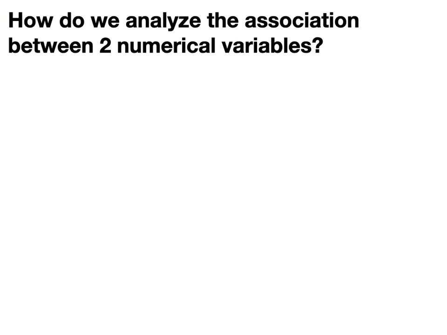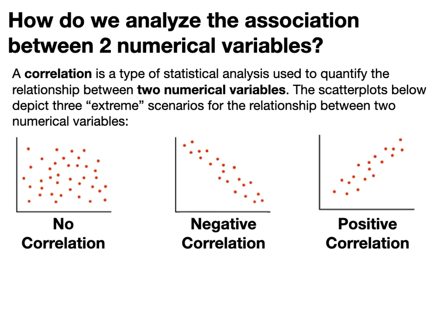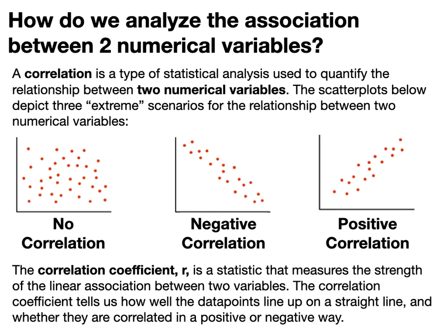Okay, so how do we analyze the association between 2 numerical variables? We're going to get into the last type of test that you're going to learn in this course. Well, a correlation is a type of statistical analysis used to quantify the relationship between 2 numerical variables. And we've seen this image before where we've got 3 scatter plots showing you 3 extreme scenarios for this kind of relationship. You could have the far left example, which is no correlation. You could have a negative correlation where the value of y tends to decrease as x increases. Or you could have a positive correlation where the value of y tends to increase as x increases.